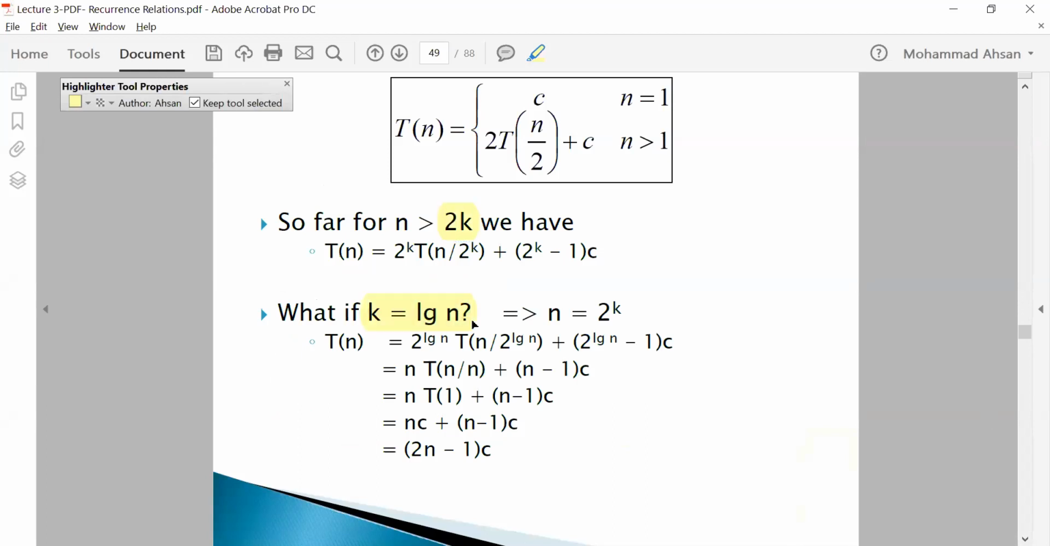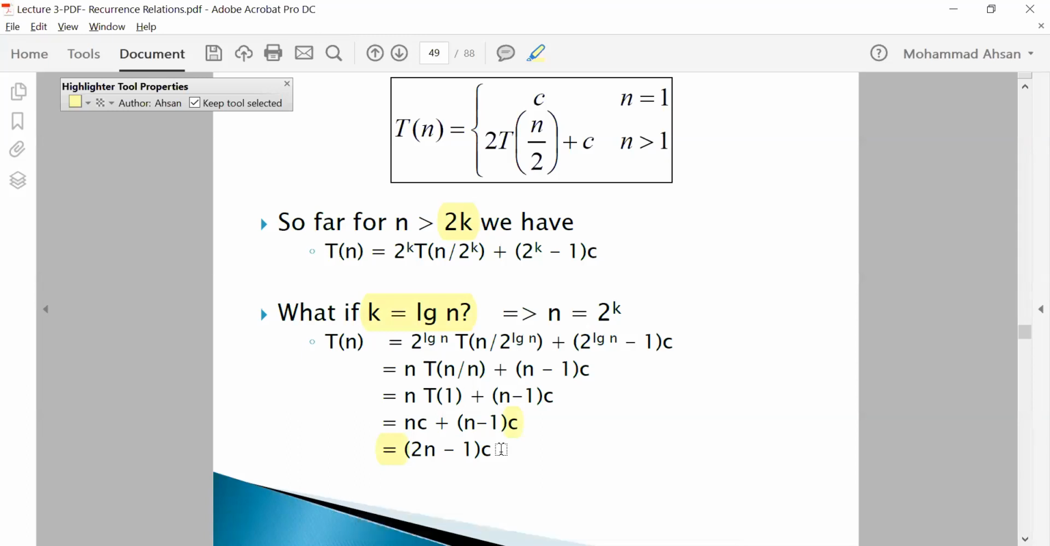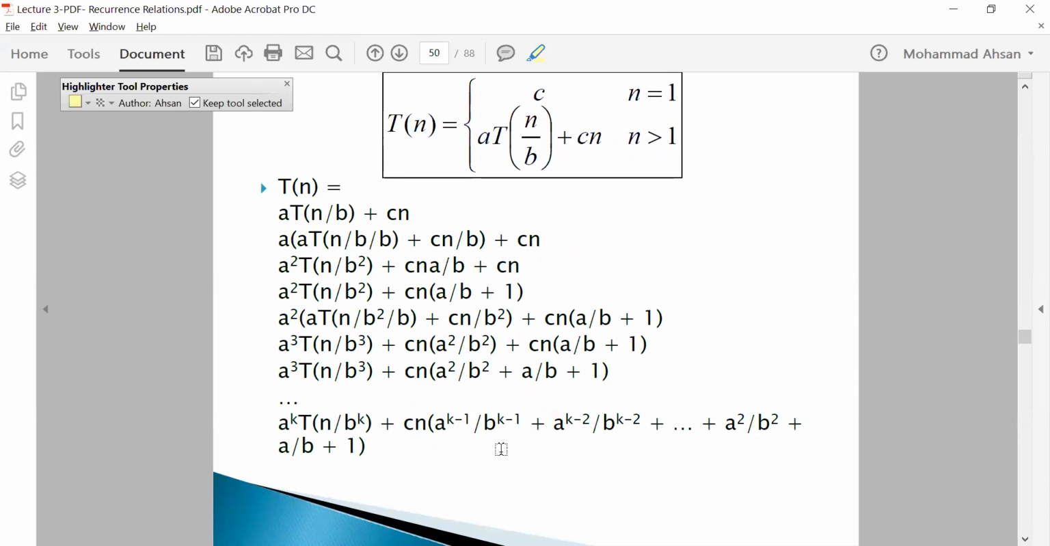When n is equal to 2 to the power k, k is log n. Then they are replacing k with log n, and you get 2n minus 1 plus into C. It's better to write it down and solve it so that you get an idea what is happening, and you can refer to this slide.